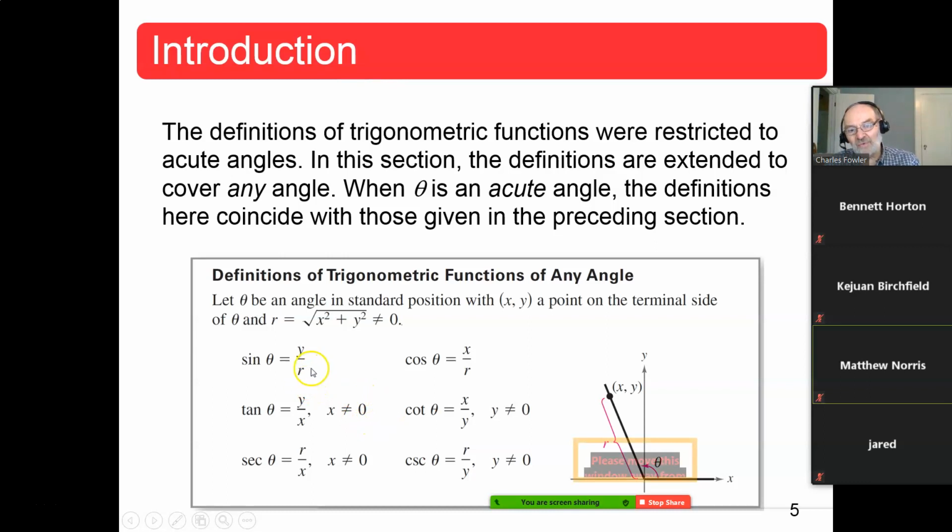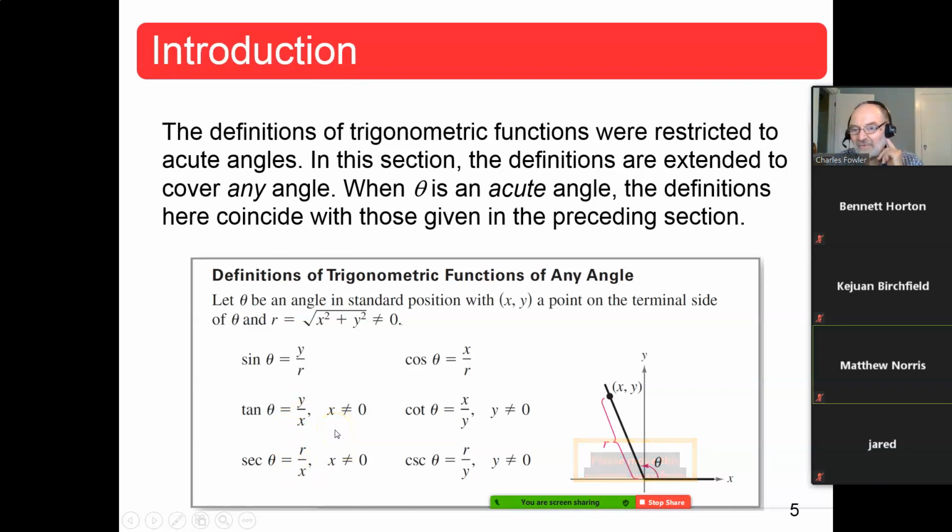Your cotangent, of course, is adjacent over opposite, which is x over y, and here the y can't be 0. Secant is the reciprocal of cosine, which is r over x, but here again x can't be 0, so therefore tangents and secants are related to each other insofar as x can't be 0.